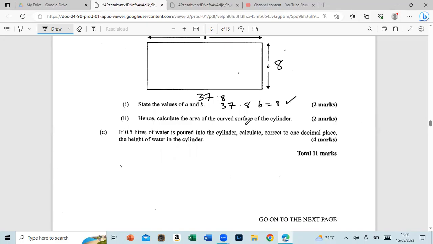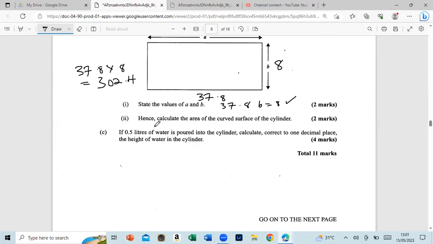Hence, calculate the area. So the area will be 37.68 times 8. Punch it in your calculator because we don't have time to waste. So 37.68 times 8. That gives me what? 301.4.